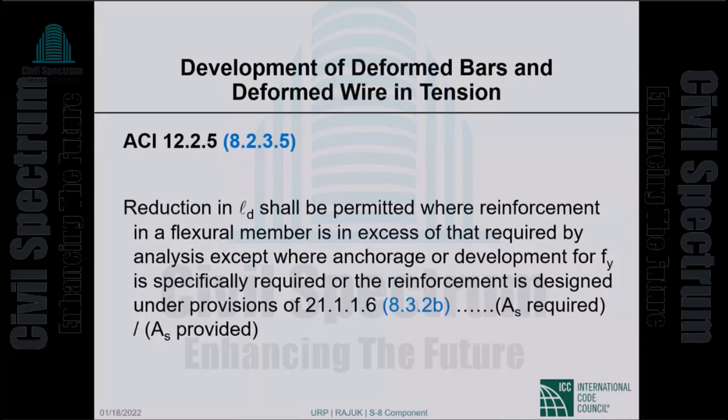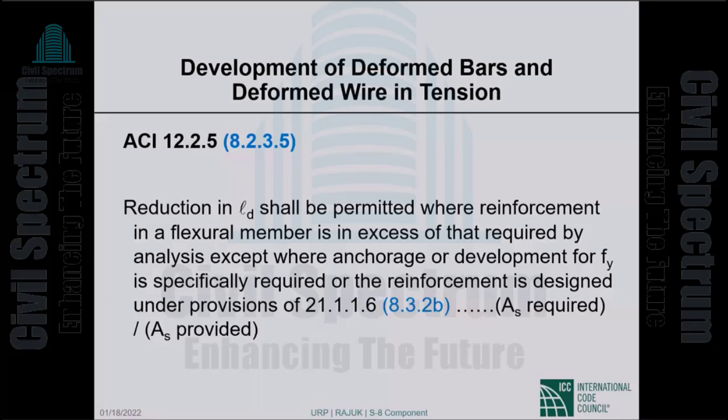So then you can take a reduction equal to the A sub S required divided by A sub S provided. Okay? So if you have provided more reinforcement than required by analysis, you can reduce the required development length by the factor between the required reinforcement and the provided reinforcement. Now, that seems simple enough.